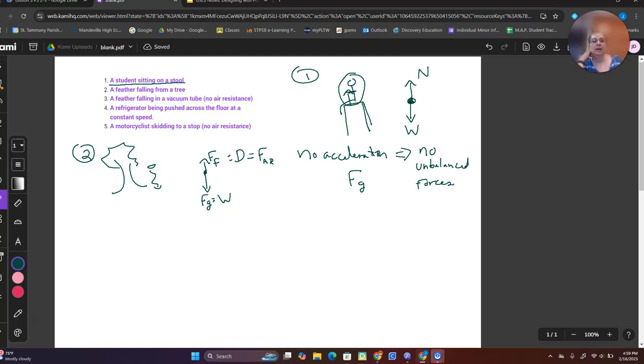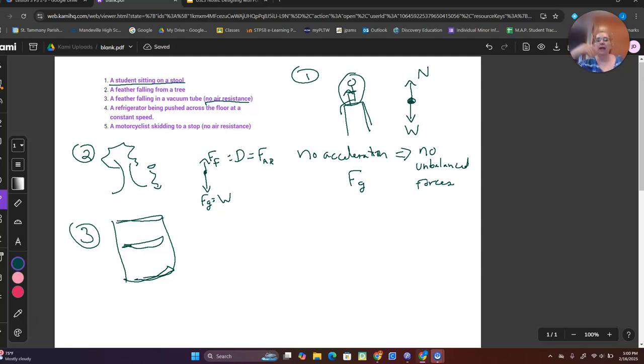Now, if we look at number 3, we have our feather again. All right, so we've got our feather, but now it's falling in something called a vacuum tube. And what that means is there's no air resistance because we put it in this big tube. All right, it looks kind of like this big old cylinder. All right, this is just a short version. And there's no air inside.